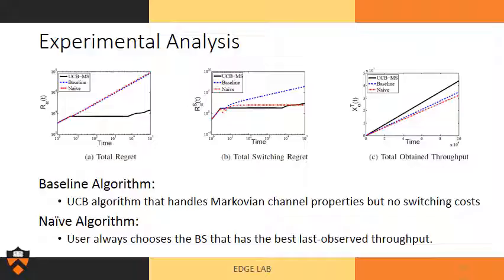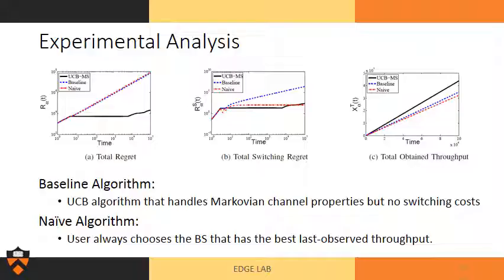In figure B, total switching regret, you can see that, again, UCB-MS outperforms all the others until about 10 to the 4 time slots. This is an artifact of the naive algorithm, where the naive algorithm at some point simply does not switch anymore. Therefore, the switching regret does not increase. Hence the crossover at that point. In figure C, if you look at the total obtained throughput, you can see that the total aggregate throughput obtained by UCB-MS is actually much higher than baseline and naive.